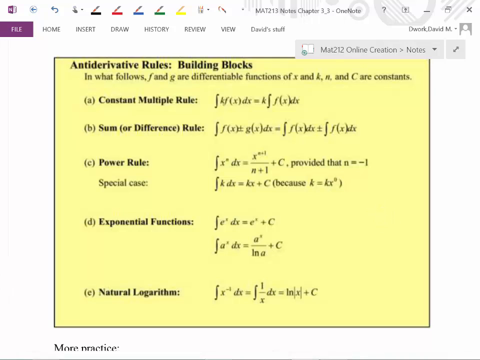The antiderivatives. Just doing the rules and being able to use them in conjunction with what we did in section 3.2. So make sure you learn these rules, make sure you get them down pat, and you'll see there's really not much going on in these rules. These are just a repeat of what you did from chapter 2, just backwards. Okay, best of luck.